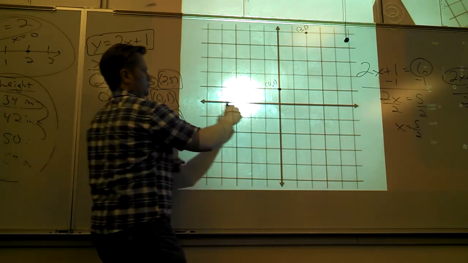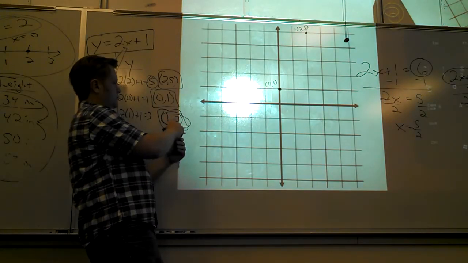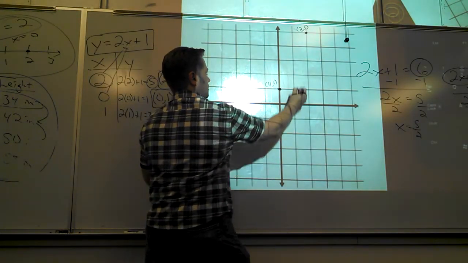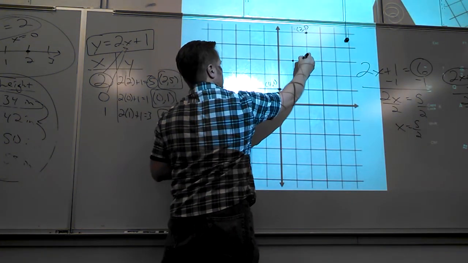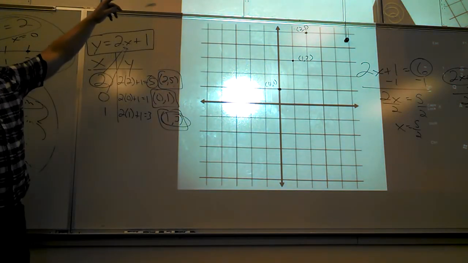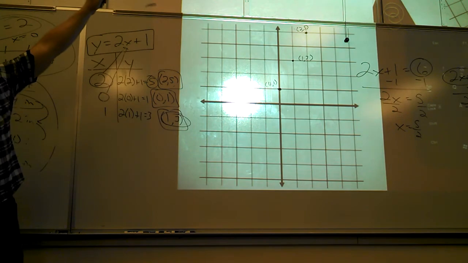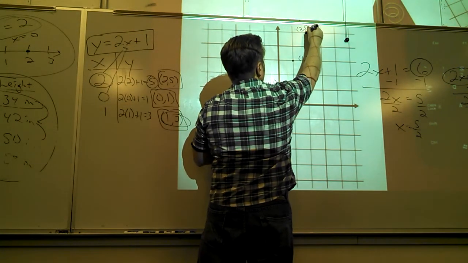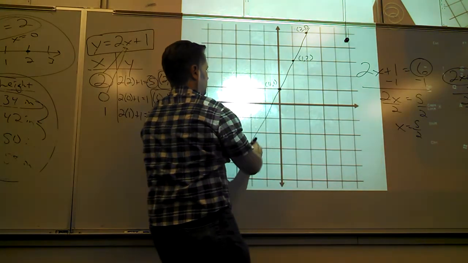1, 3. How do I get here? You go 1 to the right, 1 over, up 3. So that's point 1, 3. Now you guys tell me, does that look like it's a straight line? If I connect them? Yes, right? It would be good if I could make a straight line, but we're just going to deal with it.